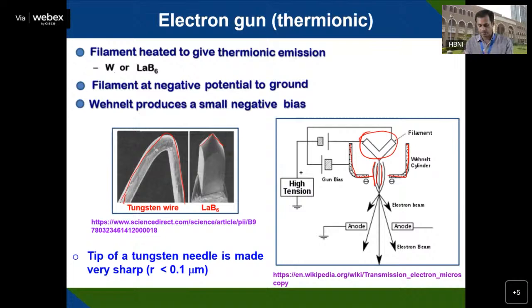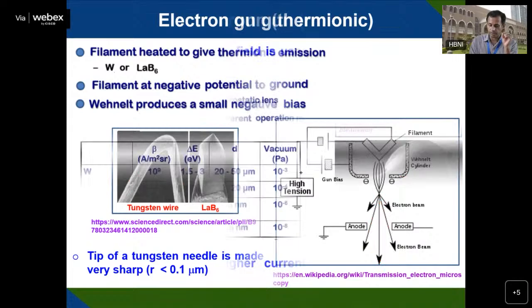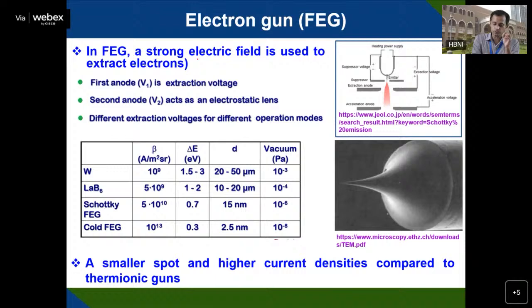You can see the anode here, used to enhance the electron beam energy. Mostly this type of tungsten needle is made very sharp, less than 0.1 micron, and you can see the sharp tip. Because of the sharpness, you are able to get higher electron production capability. In the case of FEG, a strong electric field is used to extract the electrons. You can see the emitter here. Then you have different electrodes or anodes, so it produces high energy. The electrons are extracted because of that electric field.